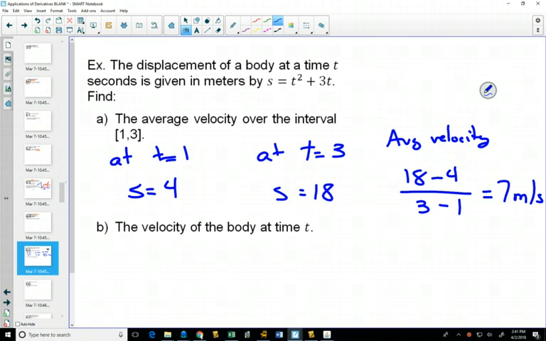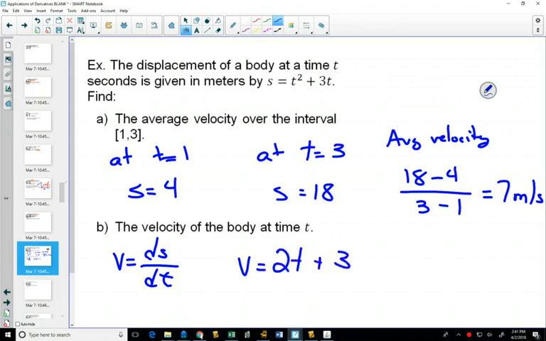Now, if you want to find the actual velocity at time t, well, that's where you're going to find your derivative. Your velocity is the derivative with respect to time of your function. So if we figure out our derivative here, well, that'll just be 2t plus 3.